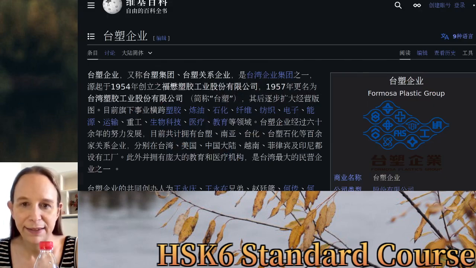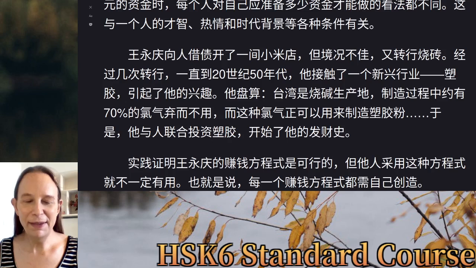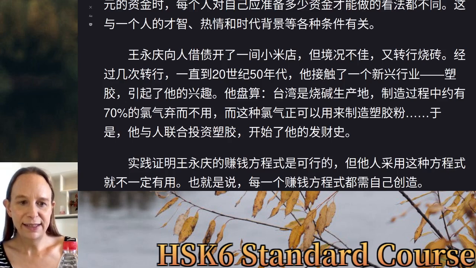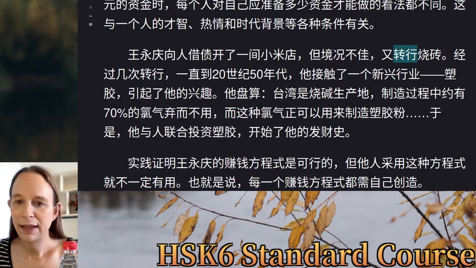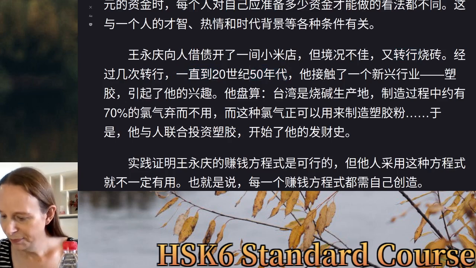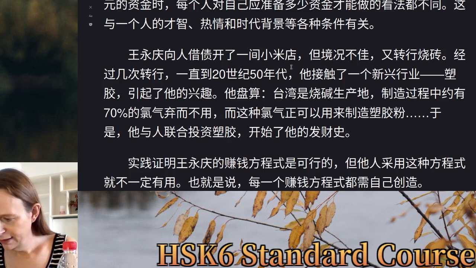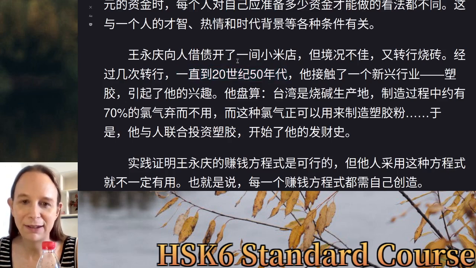So where were we? Maybe this story is just coincidentally also about bricks. Or maybe it's from the same era when there was a large demand for bricks. 经过几次转型转行，一直到20世纪50年代。So that was in our textbook, right? Where did we find that? It wasn't that long ago.